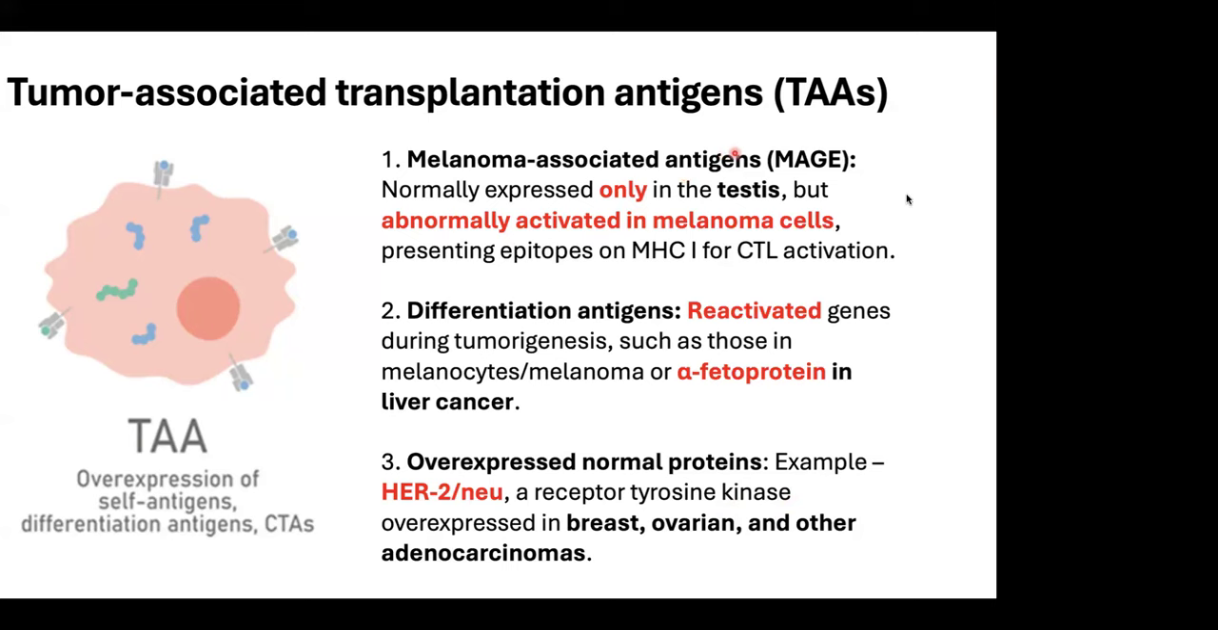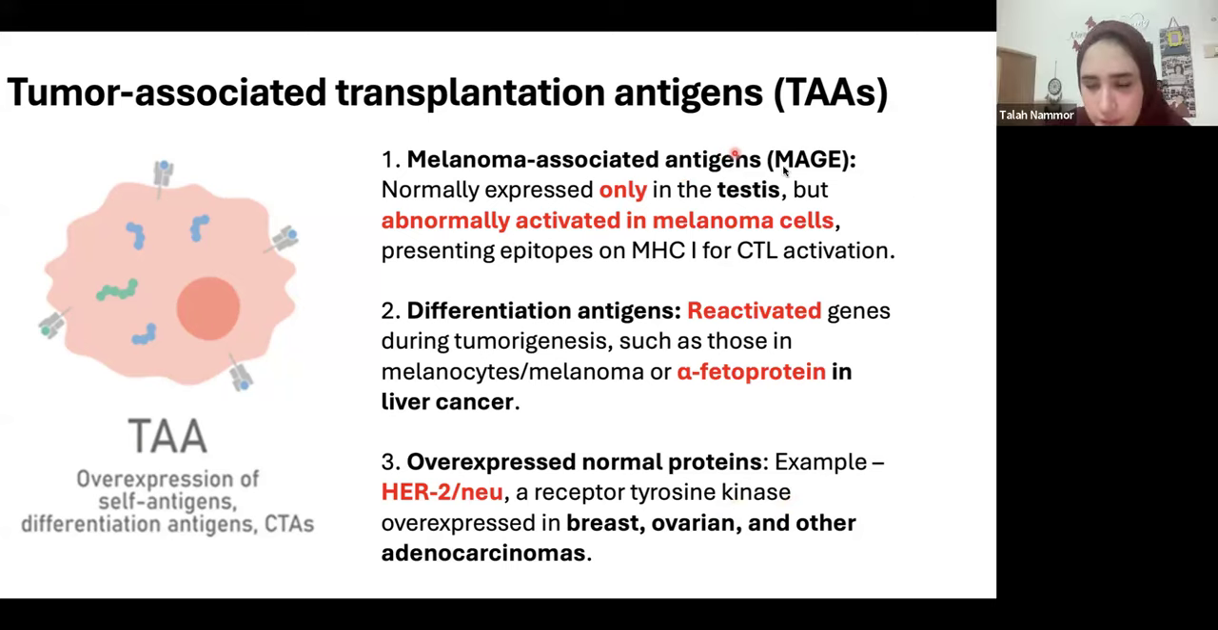Can you kindly repeat 1 and 2? Yeah, sure. Tumor-associated antigens are basically antigens that are produced by the tumor itself in the body. Nice. We have examples of these. We have something called melanoma-associated antigens.